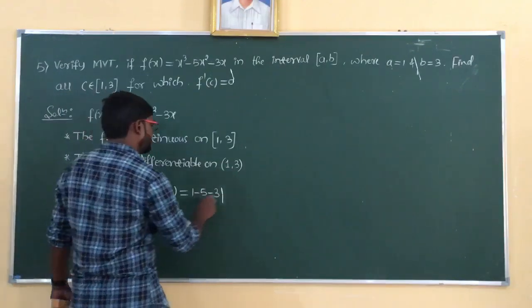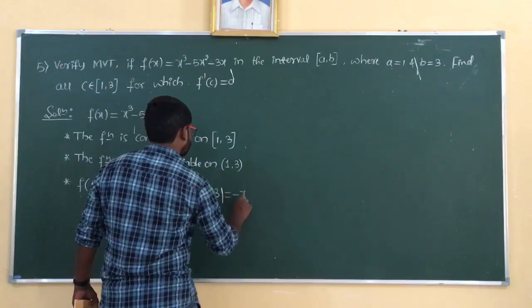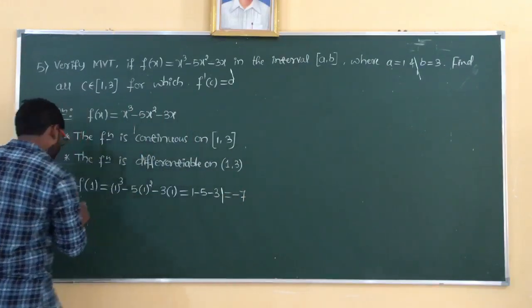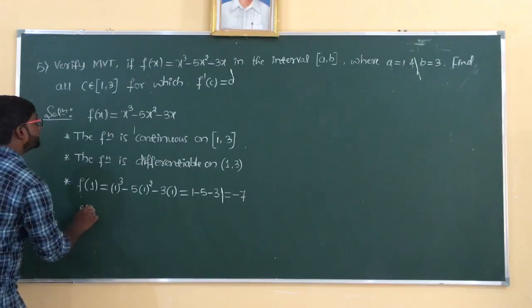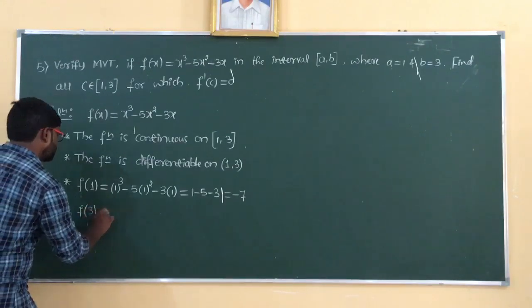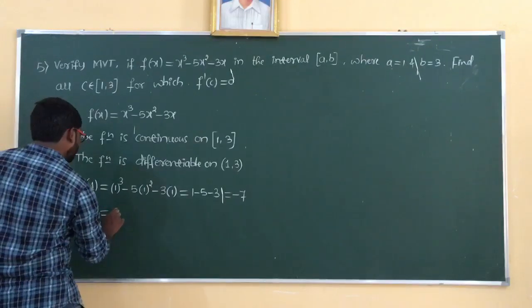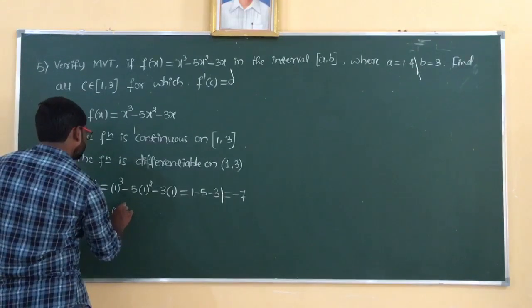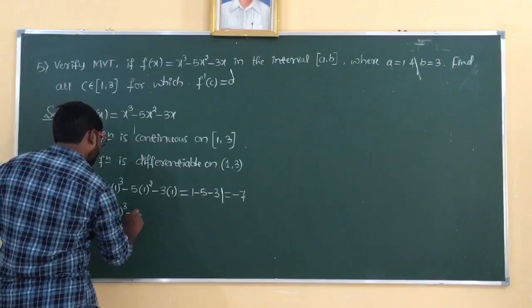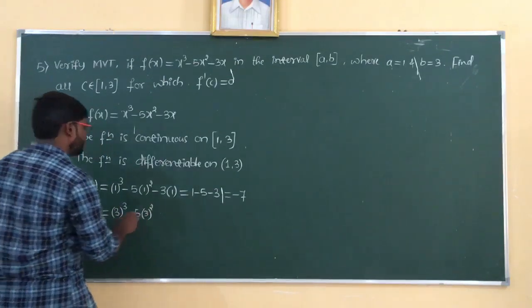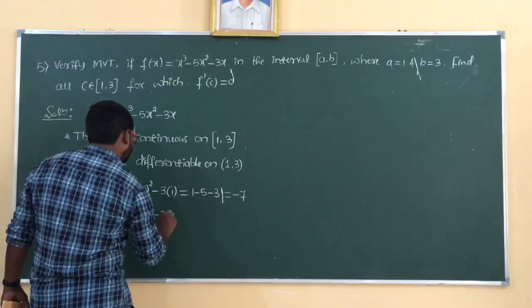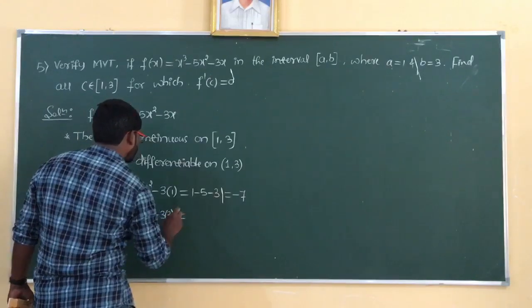So what do we get now? We get minus 7. Then now I will go for f of b, that is f of 3. This is equal to 3 cube minus 5 into 3 square minus 3 into 3.